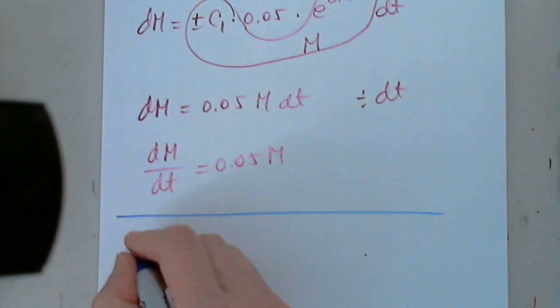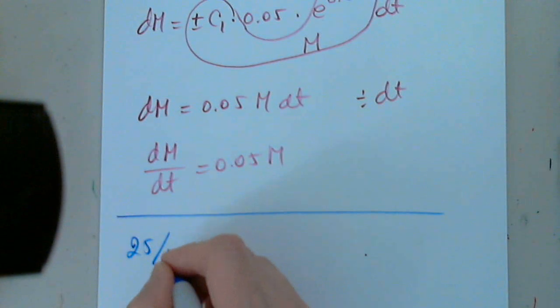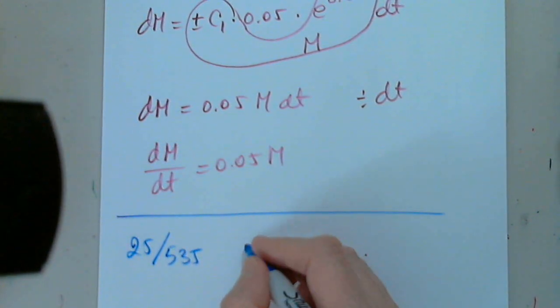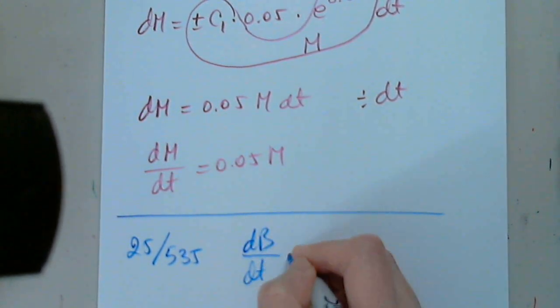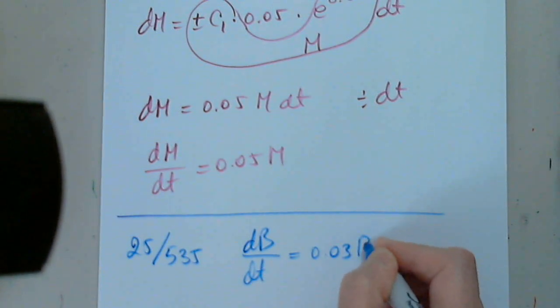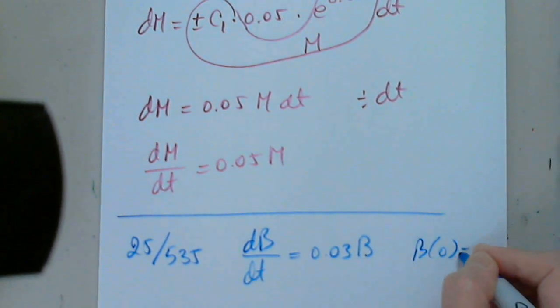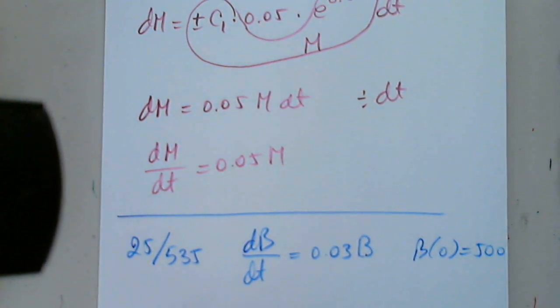Very good. So let's look at 25, and this is still on 535. Problem 25 is dB over dt equals 0.03 b, and b of 0 equals 500. The only difference between these two is that we can determine the constant given the initial condition.